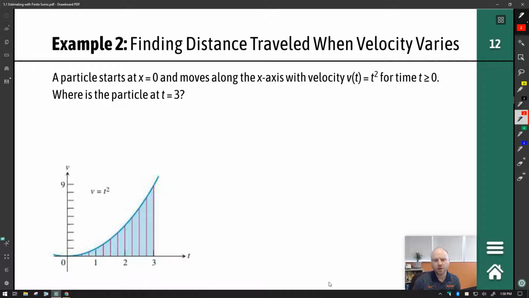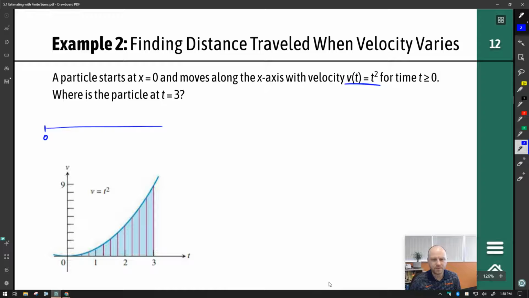Okay, so now a particle starts at x equals 0 and moves along the x-axis with velocity function v of t equals t squared for time t greater than or equal to 0. Where is the particle at t equals 3? So let's pause and understand the question. We have a moving particle. It's on the x-axis. It starts at x equals 0.